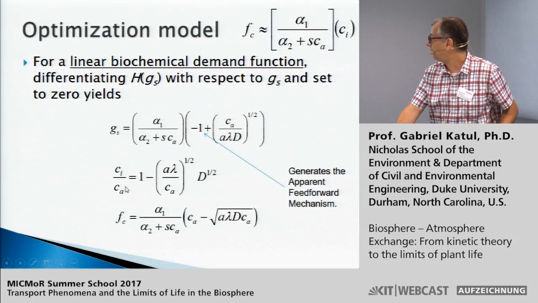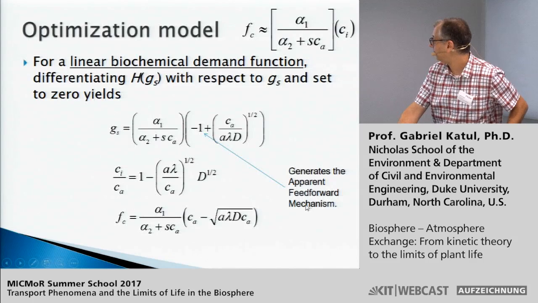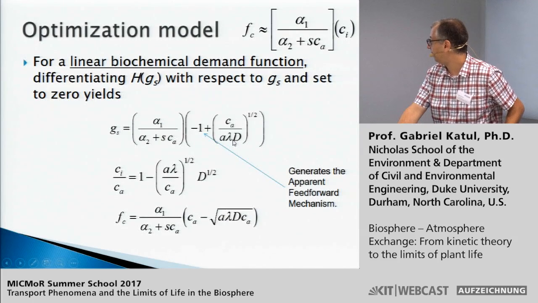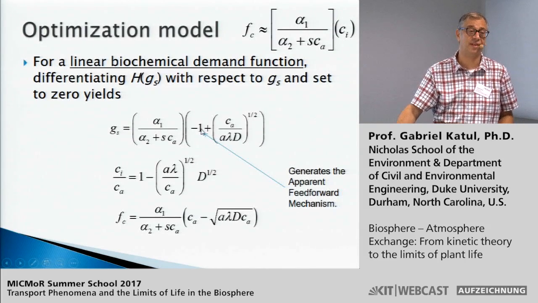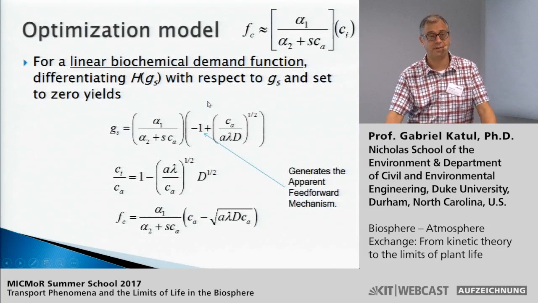And if you do that, you find an explicit expression for the stomatal conductance that depends on the slope of the photosynthesis Ci relation. And this is clearly now an outcome of the optimization theory. There is a -1 plus this quantity Ca over A lambda D. Ca is the atmospheric CO2 concentration, D is the vapor pressure deficit, and lambda is the Lagrange multiplier. I will show later that this -1 that arises from the optimality solution is entirely connected to the apparent feed-forward mechanism that Nadine touched upon yesterday.